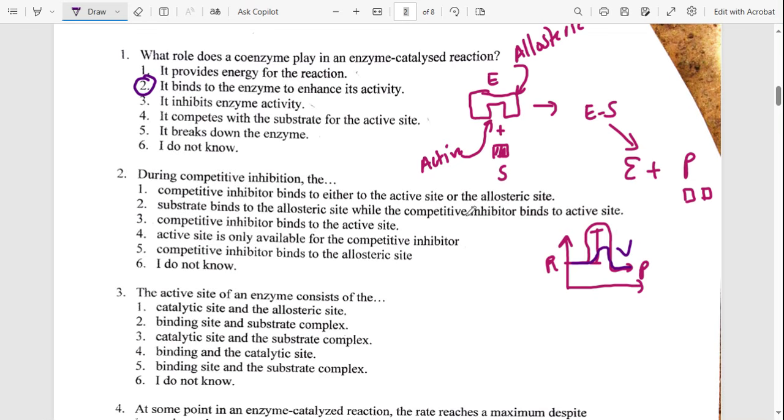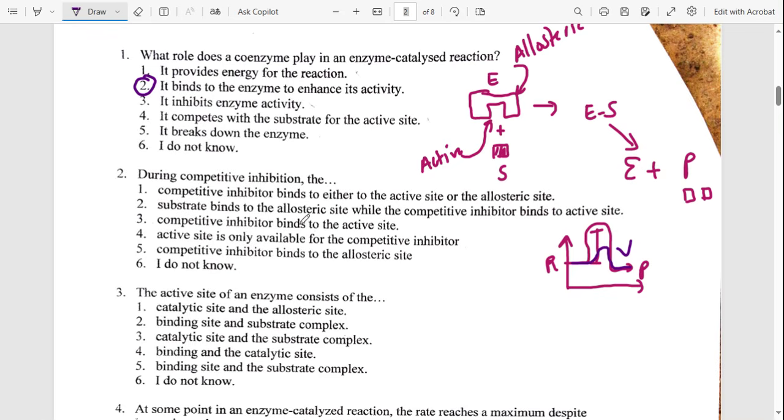The competitive inhibitor will actually bind to the active site, but the substrate will not be able to bind to anything, because substrates bind to active sites. When the competitive inhibitor binds to the active site, everything is disturbed. There's nowhere to bind.